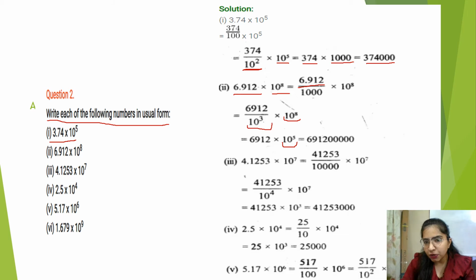If this is 10 raised to power 5, you should open the power. 10 raised to power 5 means 5 zeros: 1, 2, 3, 4 and 5. Clear? You have to multiply this, and this will be the usual form. Similarly, like this only, you can try the rest of the parts. Clear all of you? So coming to the next slide.